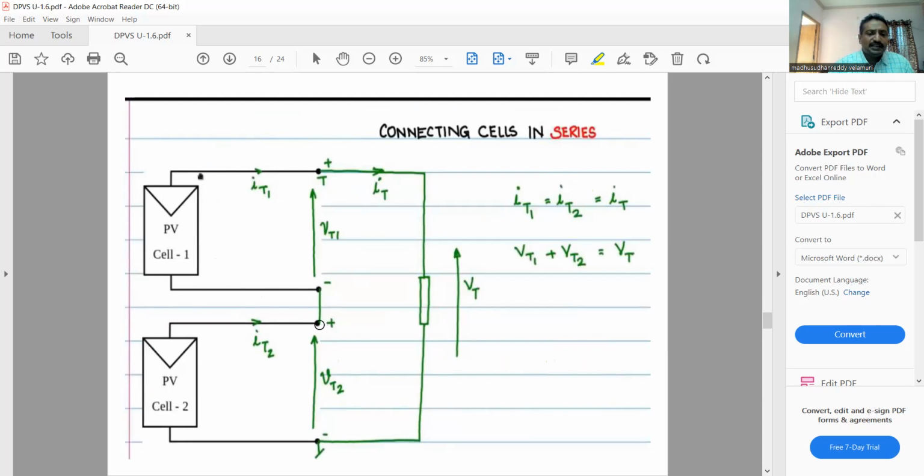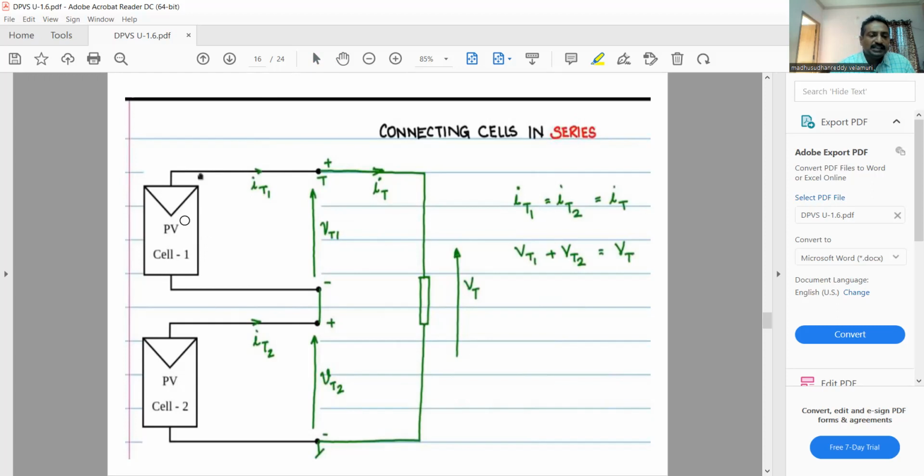Every cell contains two terminals, a positive terminal and a negative terminal. One cell's positive terminal is connected to the other cell's negative terminal. Like that you can connect many cells in series. Next, this plus is connected to the other cell's minus. In such a way, we can make many cells in series. I hope you understood what the series connection is.